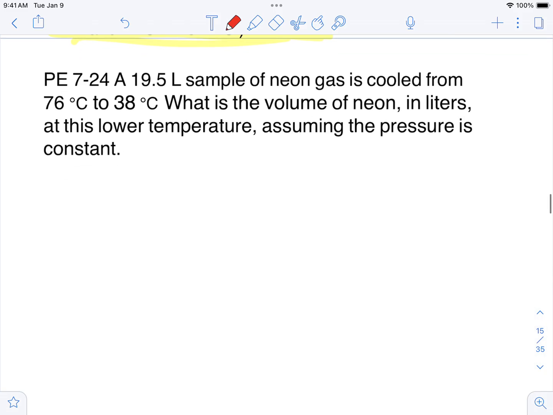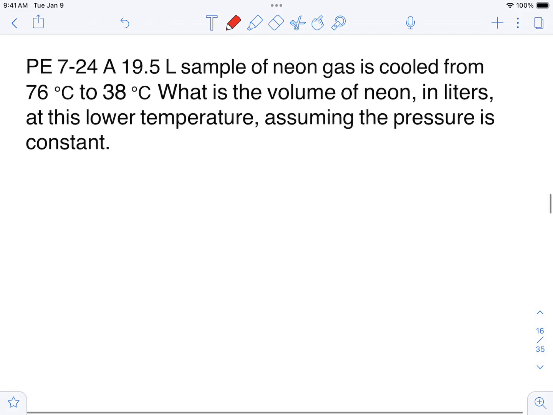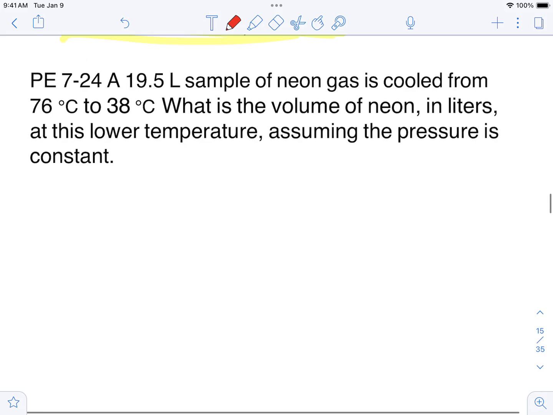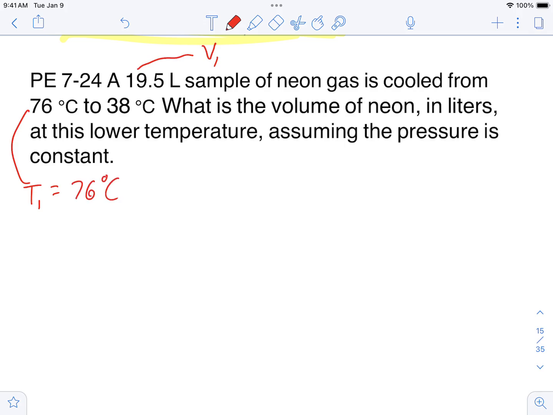We're really going to set this problem up the same way. We're going to label what we have and then go from there. So it says a 19.5 liter sample of neon, right there is my volume, is cooled from 76 to 38 degrees Celsius. So 76 would be my T1. And I know I need to change that to Kelvin. I would do that right away so you do not forget. 349 Kelvin.